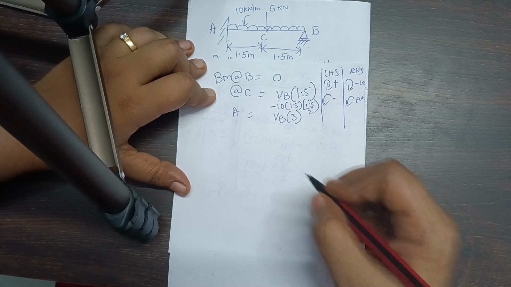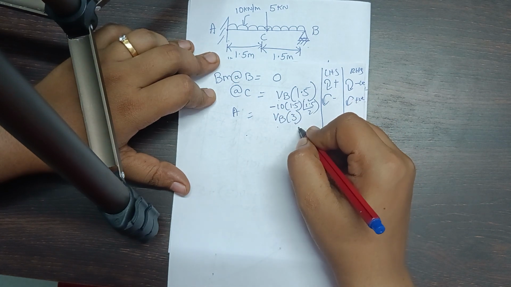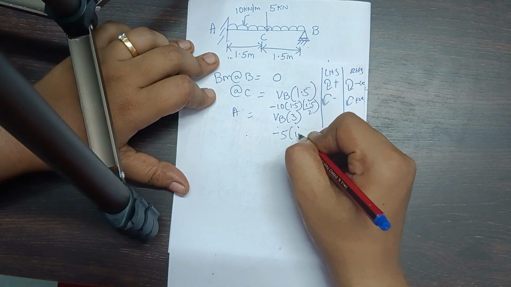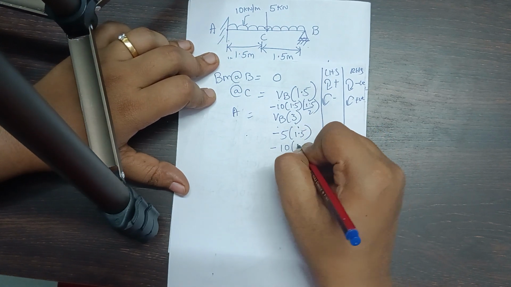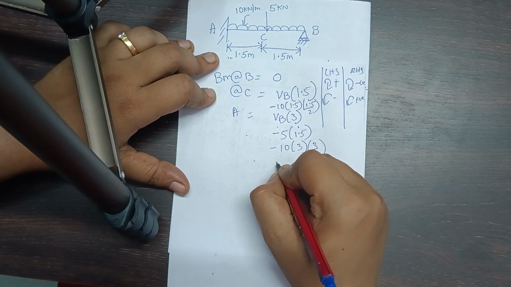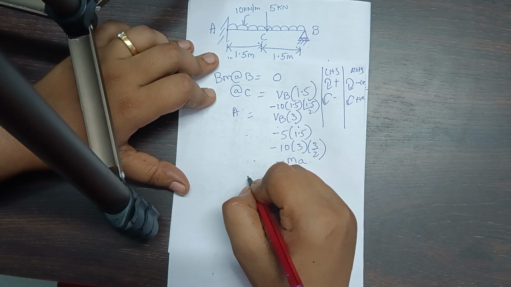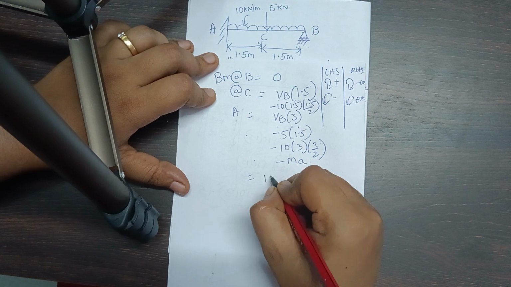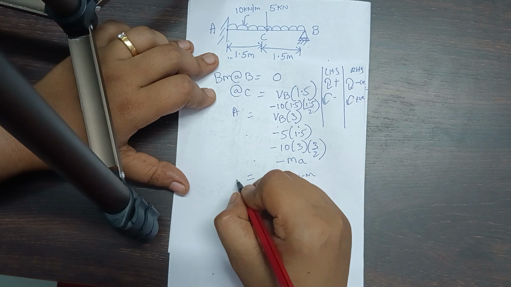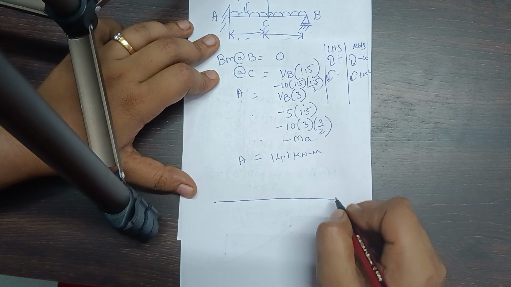Now at point A it is VB into 3, and then minus 5 into 1.5, minus 10 into 3 into 3 by 2. This is the total. Again I have minus MA. So the total value is equal to minus MA, that is 14.1 kilonewton meter, which I have got at A. So this is the bending moment diagram.